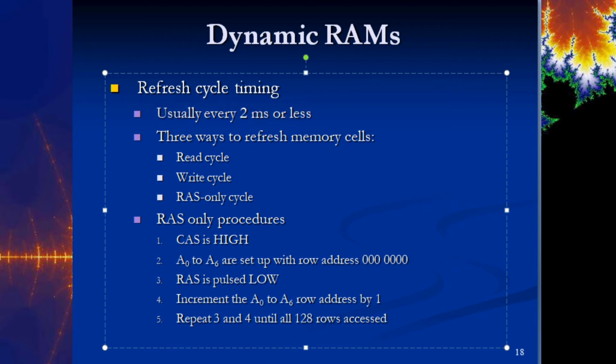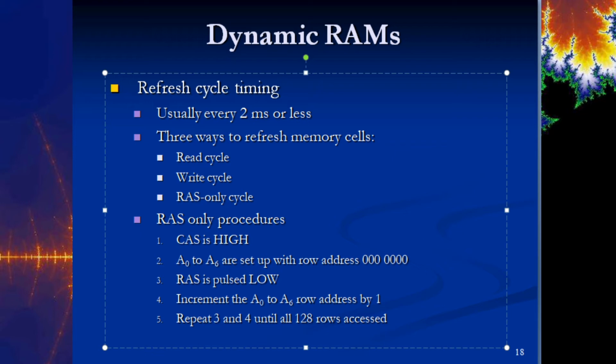There are a few ways that we can refresh these cells. One way is to do a read cycle. That will do it, if you're accessing it. A write cycle, obviously, will refresh it. So you could just keep writing over and over to it, keep writing a 1. But really the best way to do it is with what we call a row address strobe only cycle. And remember, this needs to happen every 2 milliseconds or less, up to 64 milliseconds. That needs to happen over and over and over to keep that data preserved.